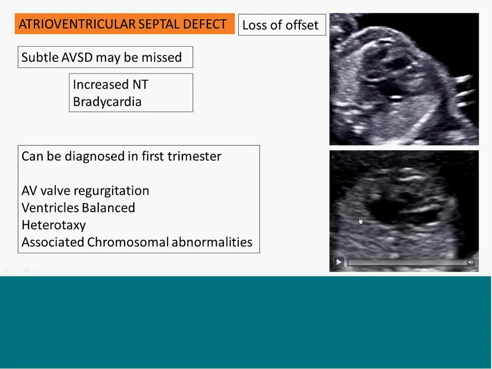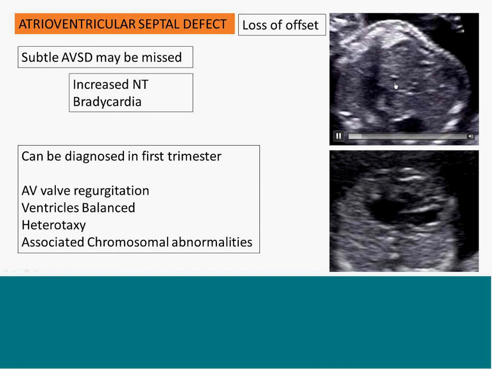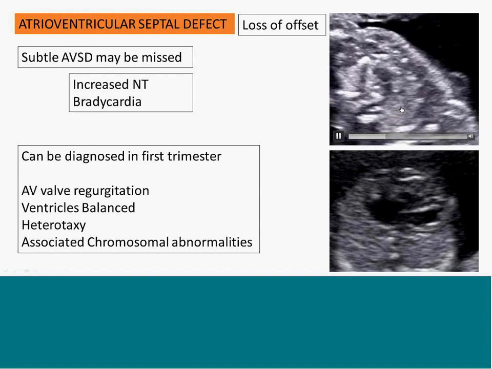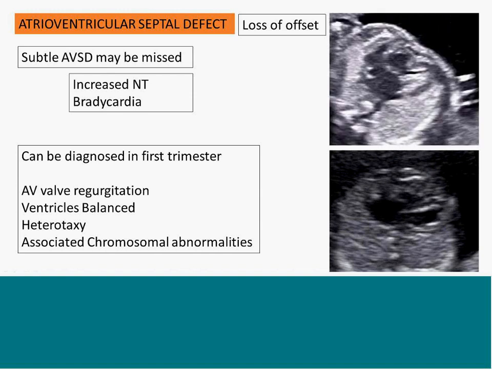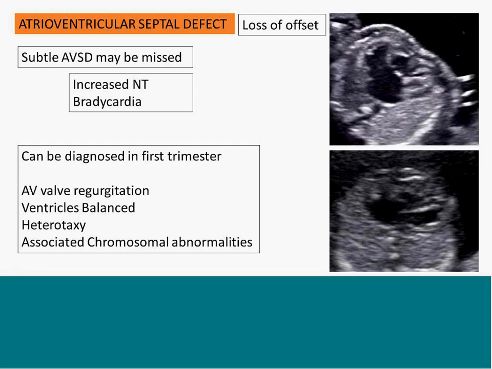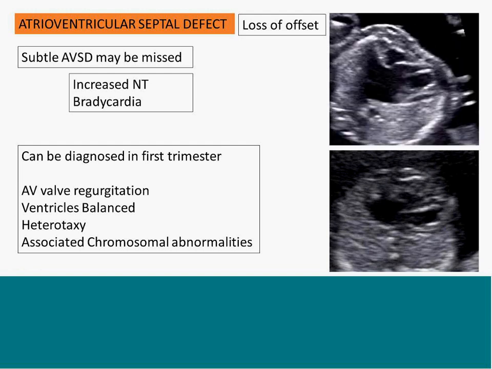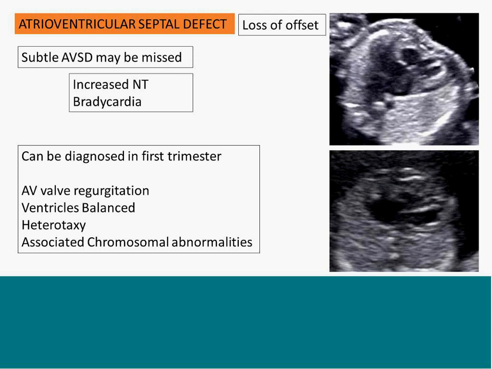Please make a point that you always check for differential insertion of the tricuspid and the mitral valve. If you have an AV septal defect, also go through the previous records. If you have increased NT or tachycardia, then the possibility of associated AVSD becomes more. Ventricular septal defect is one defect which you can diagnose in the first trimester.